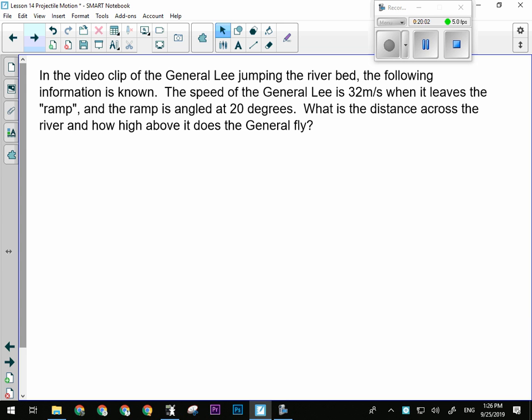Now remember, this show was filmed in the late 70s, early 80s. This is pre-CG. There are no special effects to these jumps. People had to plan them. There was a driver in the car for all of them. It wasn't done by remote control. All of this stuff had to be planned out and then actually executed.